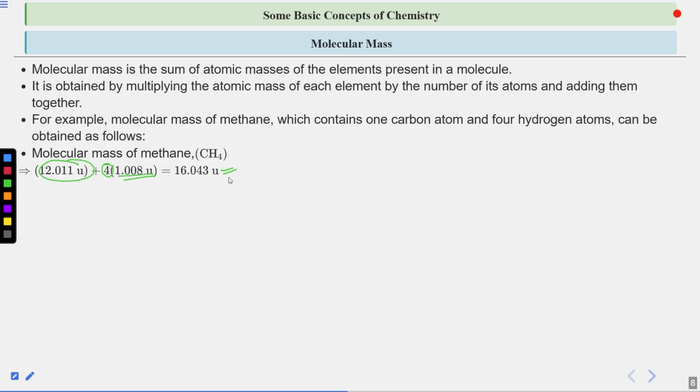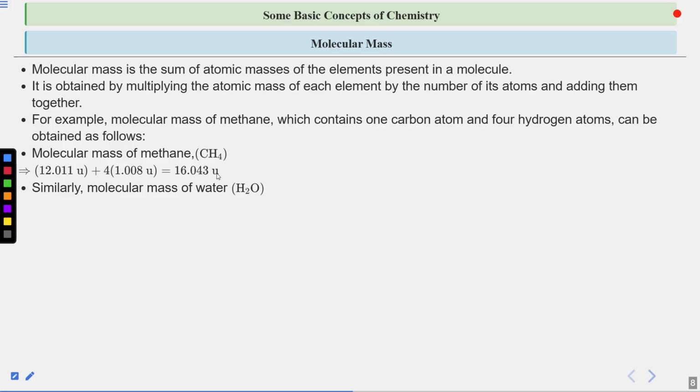molecular mass of methane. Now remember one very important thing: what is the unit of molecular mass? It is unified mass. What is the unit of atomic mass? It is unified mass. Or in some cases, you will see AMU. But the latest convention goes along with the U.